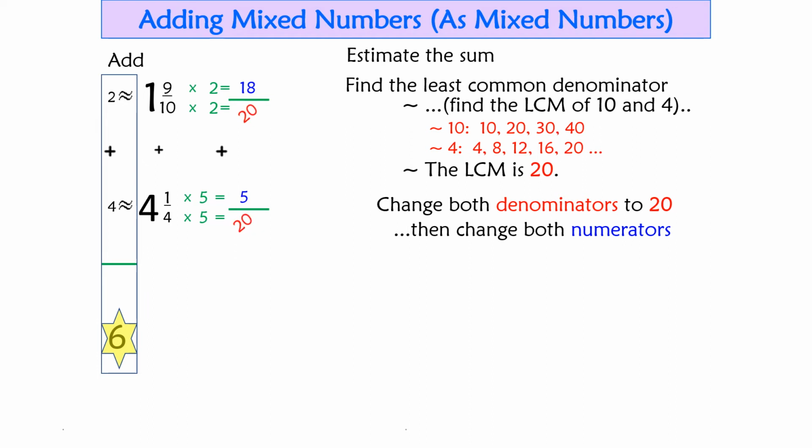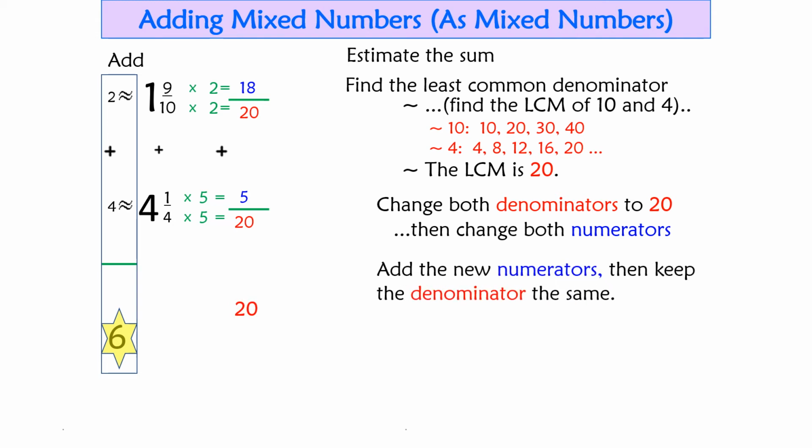Okay, now that we have common denominators, we know the denominator of our answer is also going to be 20. And now we're just going to add the numerators. As it turns out, 18 plus 5 gives us 23.